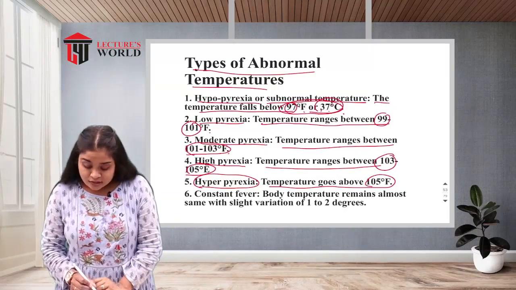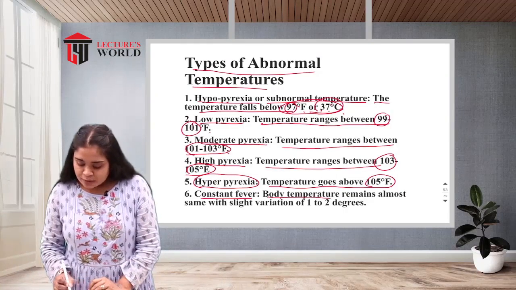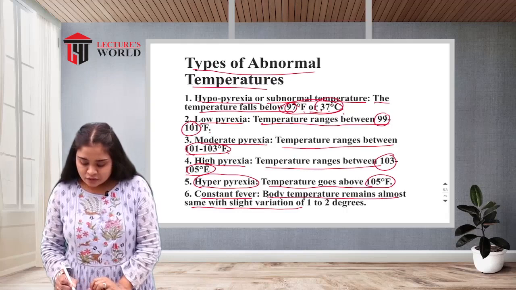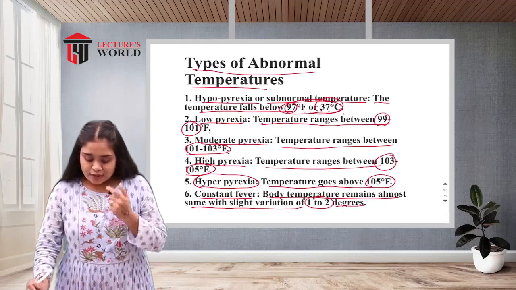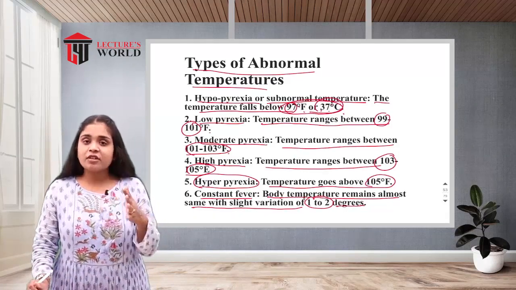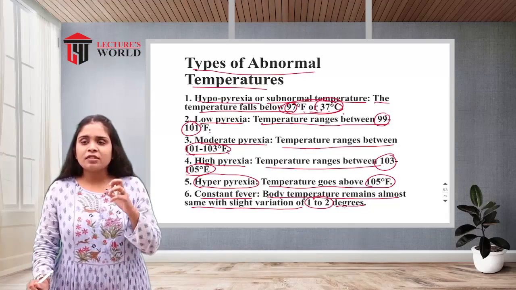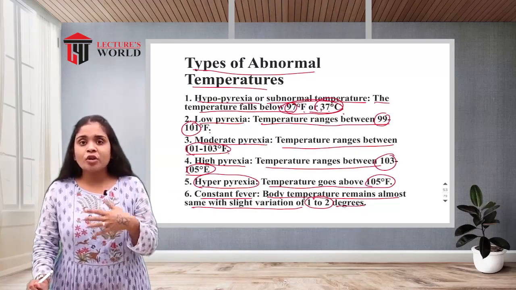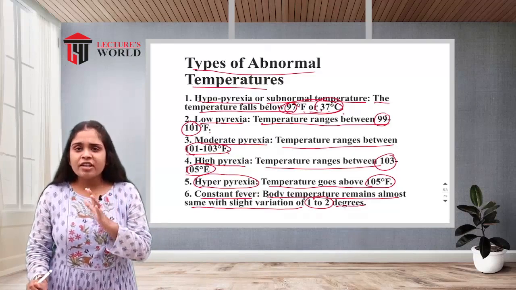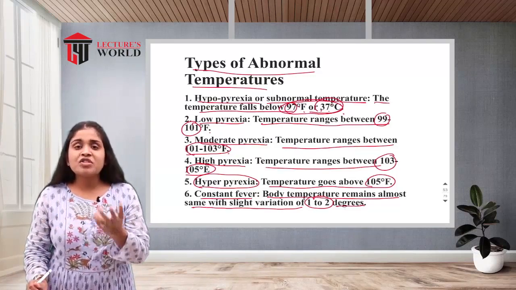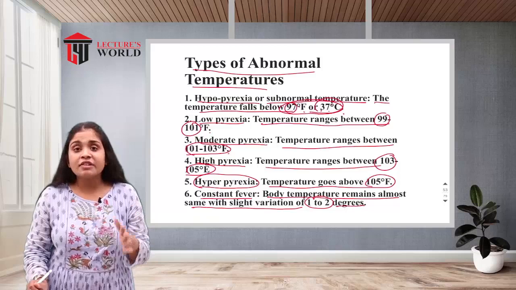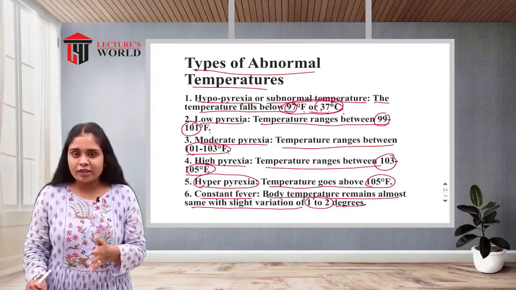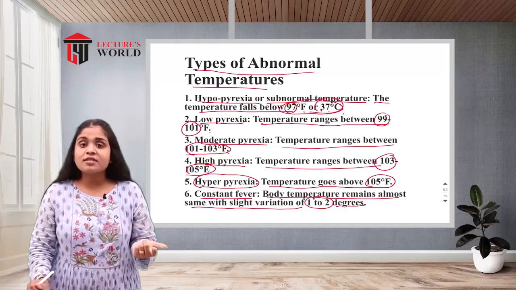Then, what is a constant fever? The body temperature remains almost the same, with a slight variation of 1 to 2 degrees. So what is known as a constant fever? All the time, whether it is in the morning, or at noon, or maybe every 2 or 3 days, the patient has the same constant fever. Maybe a little variation will be there, like 1 to 2 degrees. That is known as a constant fever.